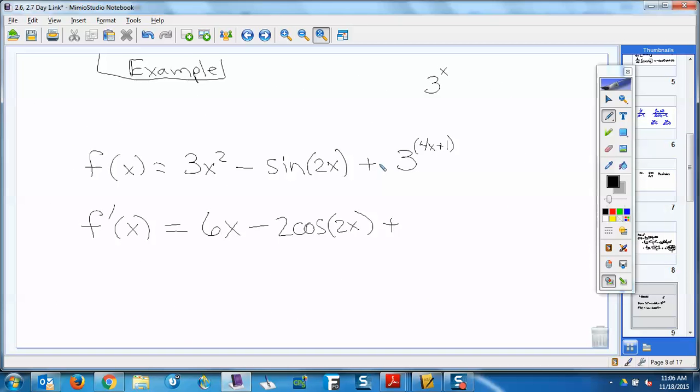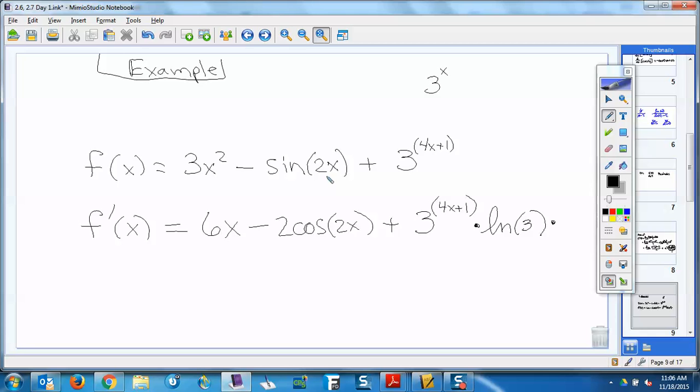So we're going to have 3 raised to the 4x plus 1 times natural log 3. We're missing something. Times... Oh, times. What do we do with this 2 right here? Times 4. Times a 4. If you've got a 2 multiplied on the inside times your x, we had to kick it out, right? Well, we've got a 4.